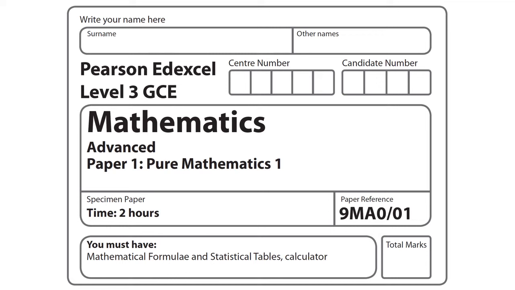This is a walkthrough of the A-level Pure Maths Paper 1.